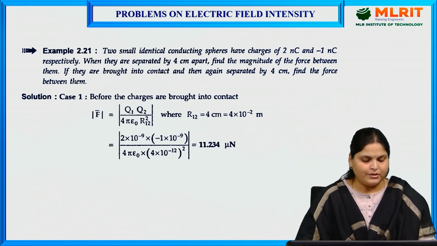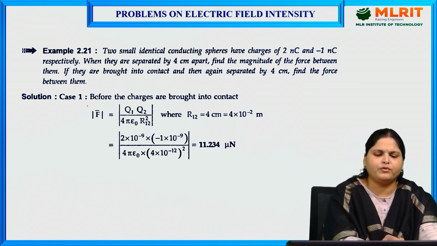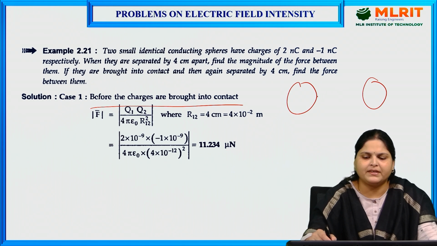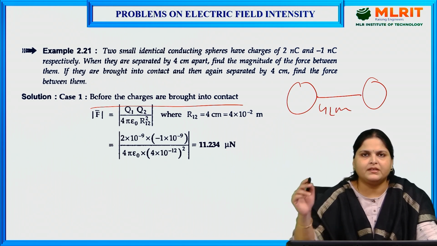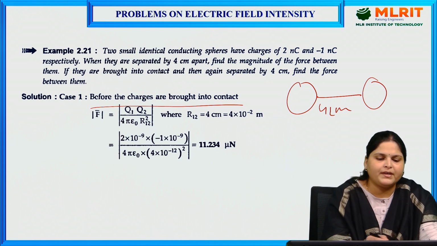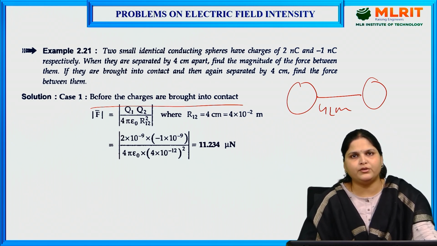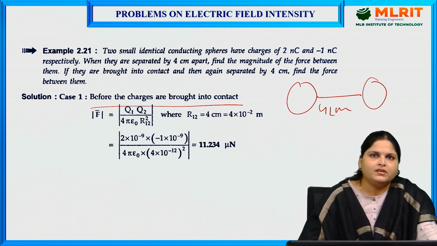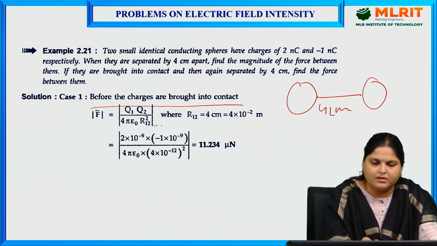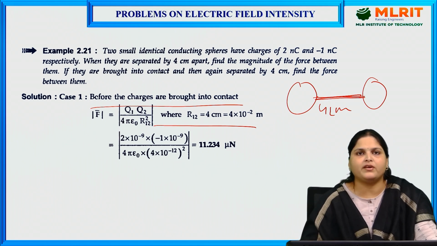Okay. So we'll discuss both the cases one by one. The first case is before the charges are brought into contact, the general case, where they are separated at a 4 centimeter distance, right? So the force formula we already know, Q1 Q2 upon 4 pi epsilon naught R12 squared, a_R, and R12 will be 4 centimeter because the distance is already given in the question.